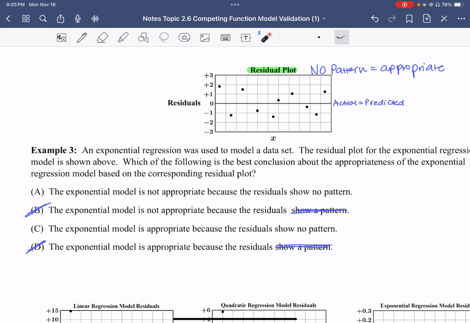Okay, now I'm looking at A and B. It says the exponential model is not appropriate because there is no pattern. So remember I told you to never select the one that's a double negative. Here it's saying not appropriate, no pattern. It's never going to be the answer that has two no's. Okay, so here we have the correct answer, which is the letter C. The exponential model is appropriate because there is no pattern.